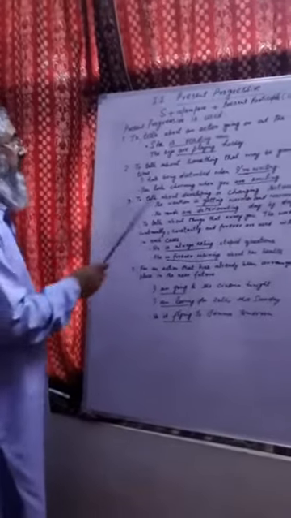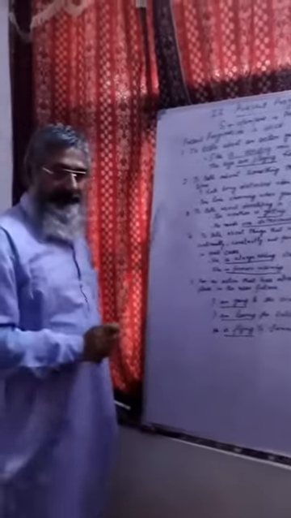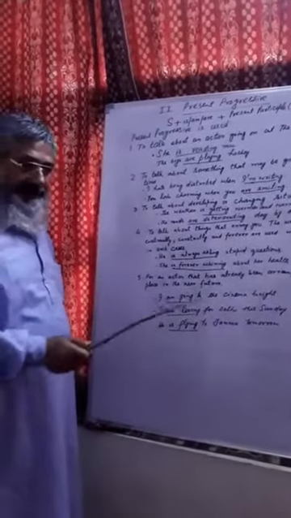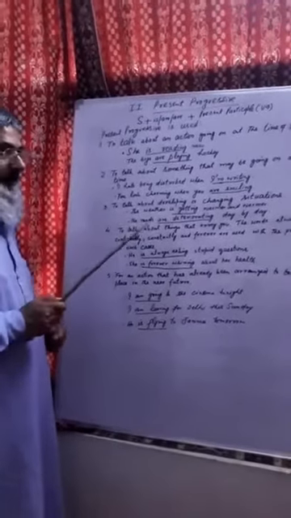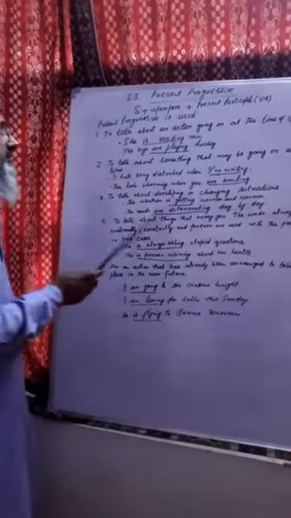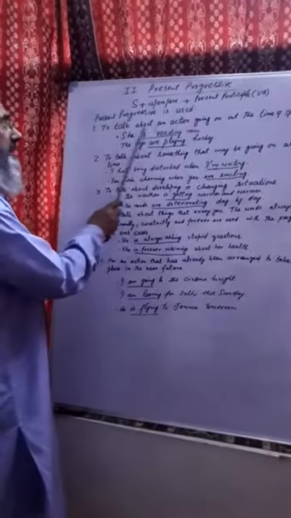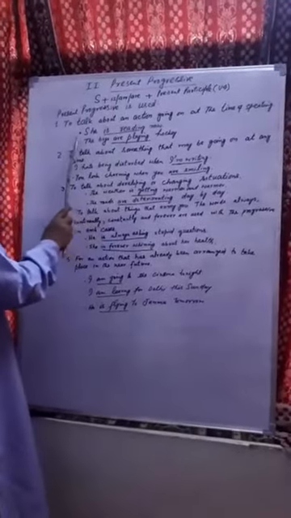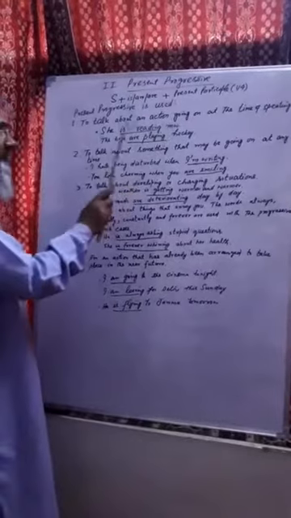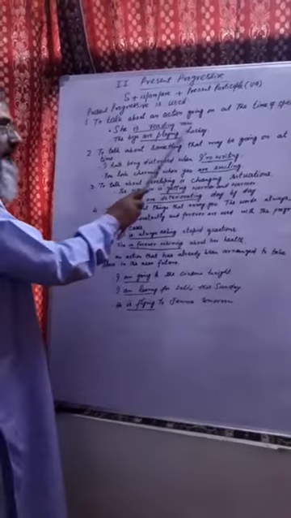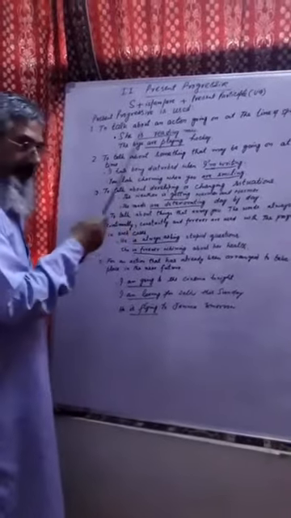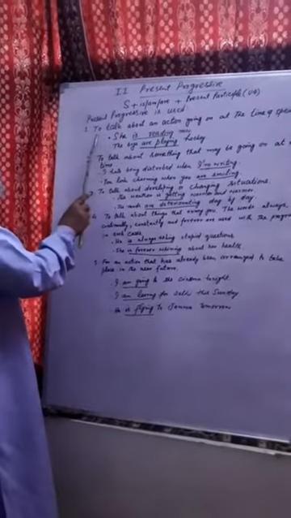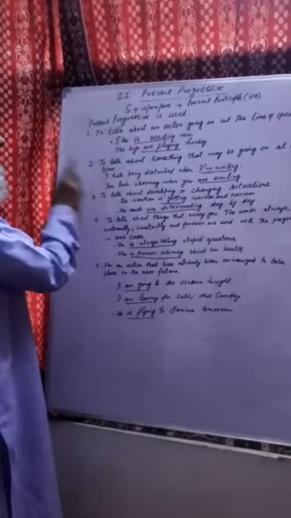Number one, we use present progressive to talk about an action that is going on at the time of speaking. For example, I am teaching you this time. So number one is to talk about an action going on at the time of speaking. She is reading now, or the boys are playing hockey. It means they are playing this time. They are playing now. This is the first thing where present progressive is used.